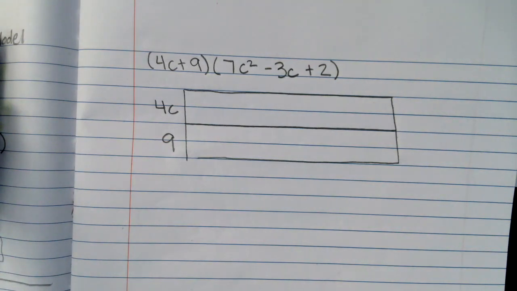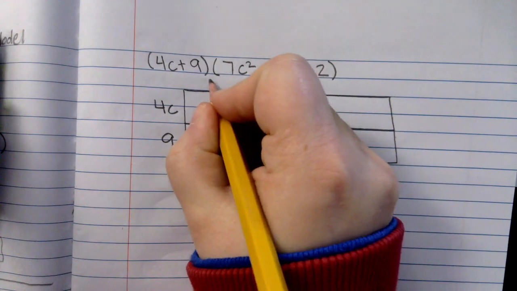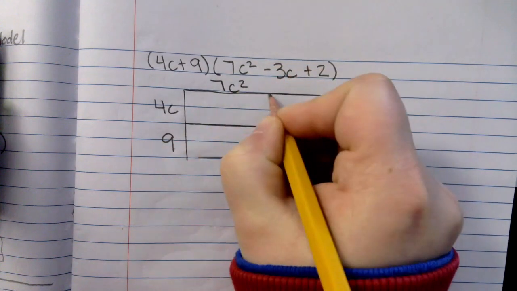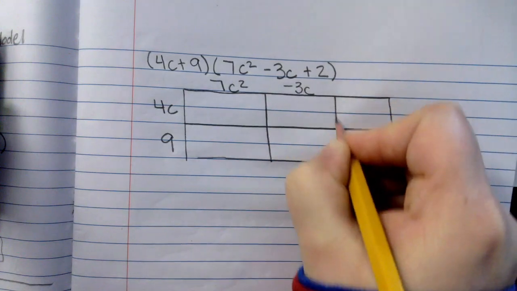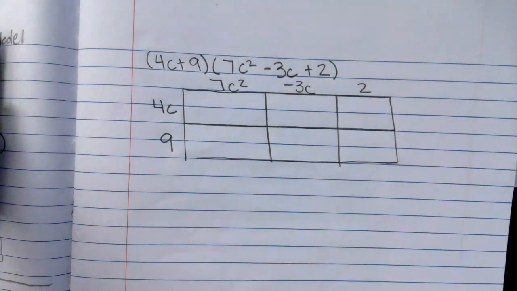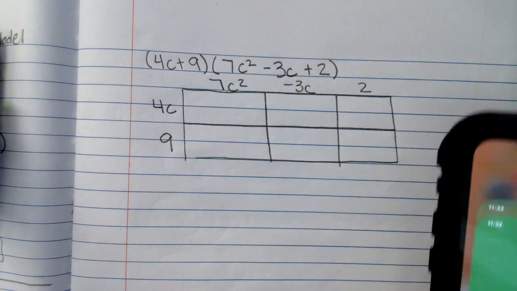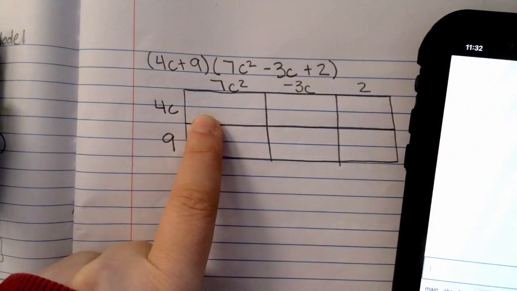And then how many parts are in that second group? Is that a monomial, binomial, or trinomial? Tri. So we need three boxes. All right, so I'm not going to write down this time what we're multiplying by, and that's kind of the nice part about area model is when you don't have to. If you need to, that's fine. But it goes by a little bit faster if we can just look and see what we're multiplying.